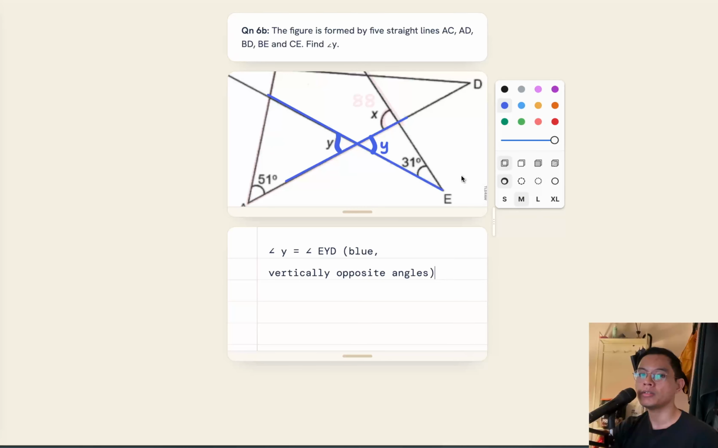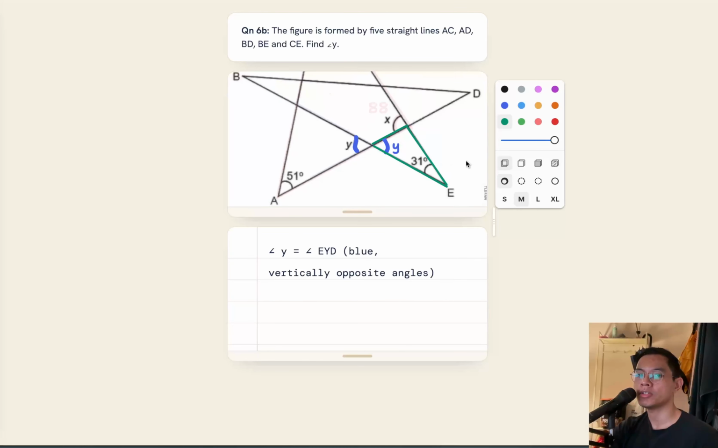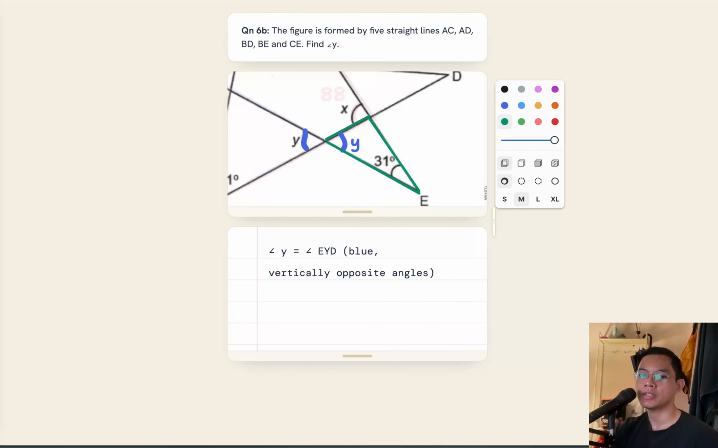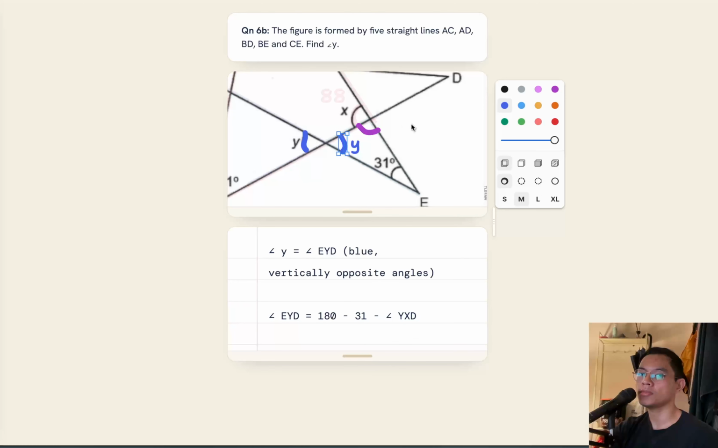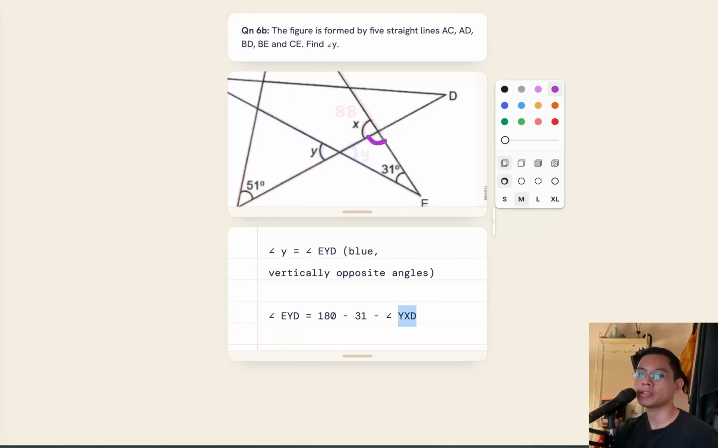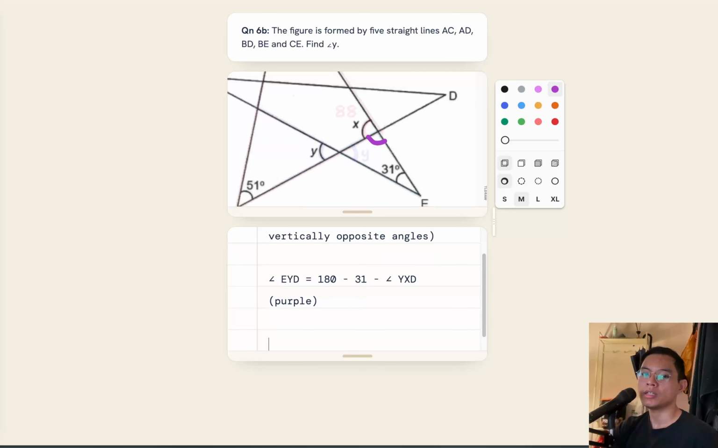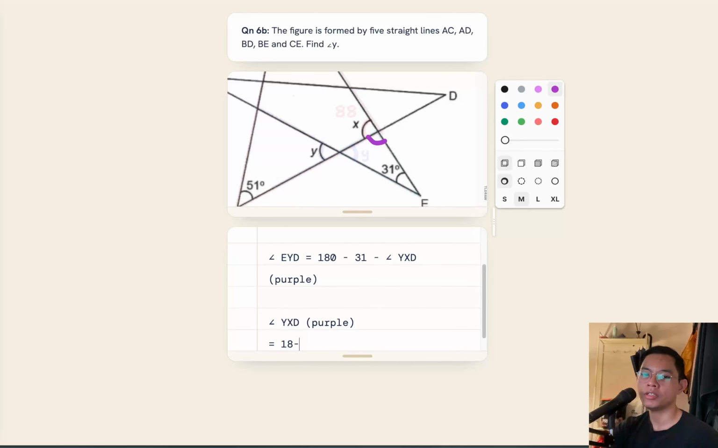So how do you get Y? What is Y part of? Y is part of this green triangle, EYX. So that means we need to find angle EYD is equal to 180 minus 31 minus one more angle that we need to look for, which is this purple angle over here. I'm going to call it YXD. Angle YXD is actually part of a straight line as well. Angle YXD, the purple, is basically equal to 180 minus X.